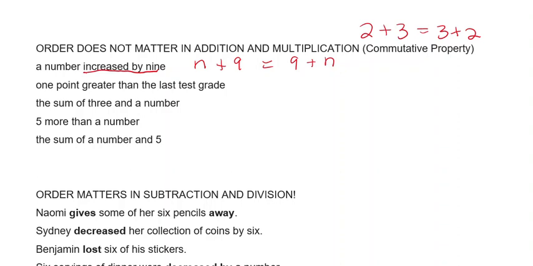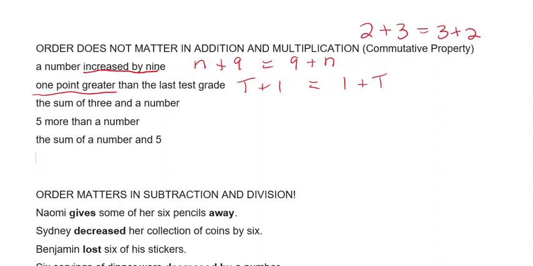If you scored 1 point greater than your last test grade, 1 point greater tells you how much greater you scored. So that means you are adding. 1 point greater than your last test grade would be whatever I scored on that last test plus 1. Again, that would be the same expression as saying 1 plus the last test grade, because order doesn't matter in addition.